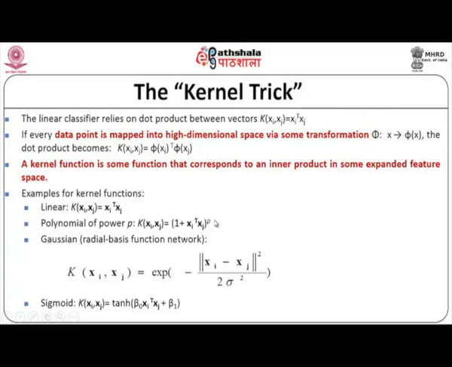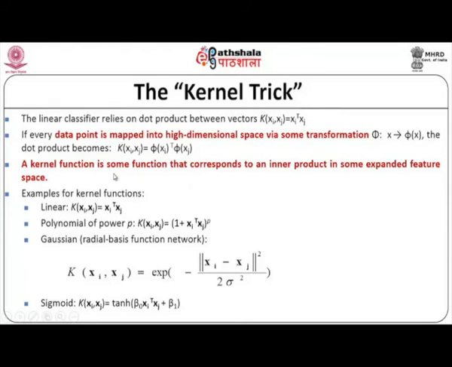A linear classifier, practically speaking, relies greatly on the dot product between the vectors. So, if xi and xj are two features, then we need to depend on the dot product between these two vectors xi and xj. So, k of xi, xj is equal to xi transpose multiplied by xj, and if every data point is mapped to a high dimensional space using some transformation, the same equation, when you apply the function phi, may look like this. So, k of xi, xj will be equal to phi of xi and phi of xj, the product of these together.